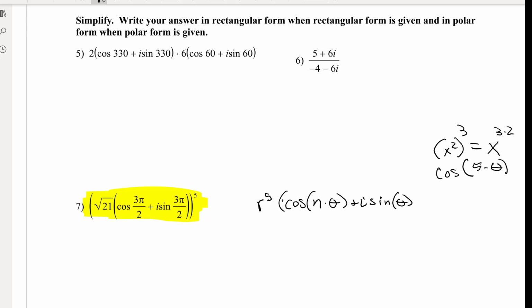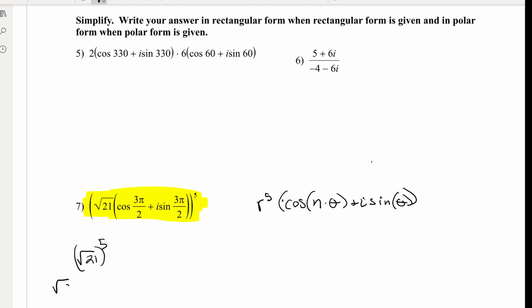Now look at what we have. We have sine squared times r. All I did here was rearrange and write it as r times sine squared. If we multiply both sides by r, now look at what we have. We have root 21 cosine, and our cosine converts to x. And r squared sine squared.